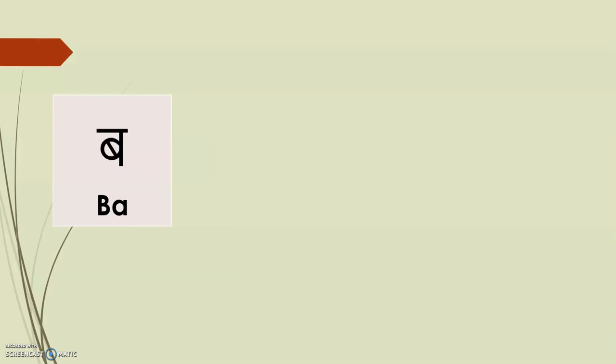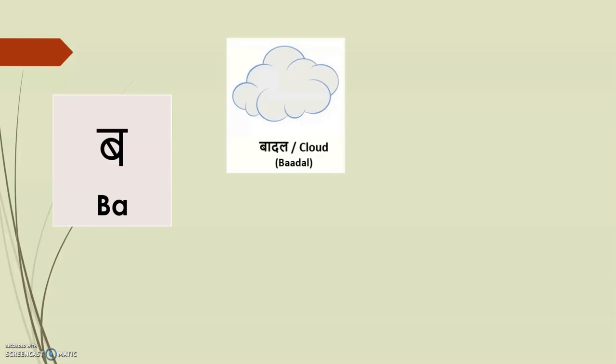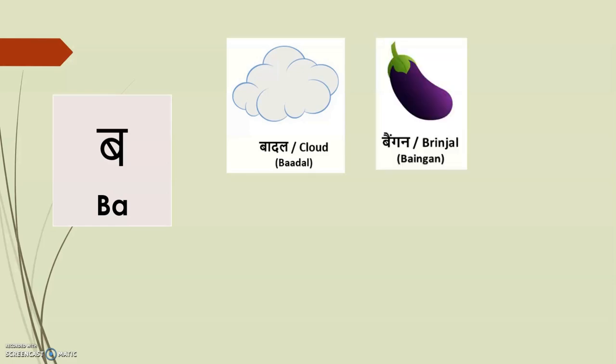Now the next letter that we see here is B. In the first picture, we can see a cloud. Cloud in Hindi is called Badal. In the second picture, we can see a brinjal. Brinjal is called Bangan in Hindi.